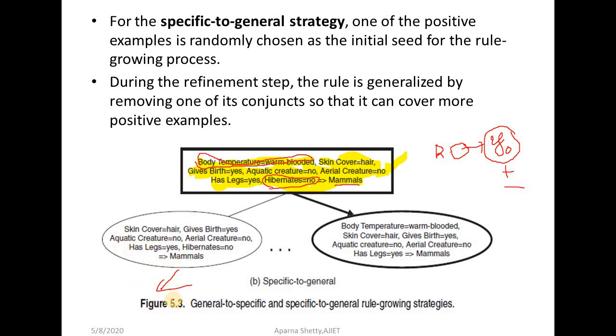Okay, in this way you keep refining the rule. So this was about a specific to general strategy. In general to specific strategy, you start with an empty rule, a default rule that classifies into a given class, and then you keep adding the conjunct. But in specific to general, in each step you prune the rule or you remove the conjunct. Okay, so these were the two strategies of constructing the rules.